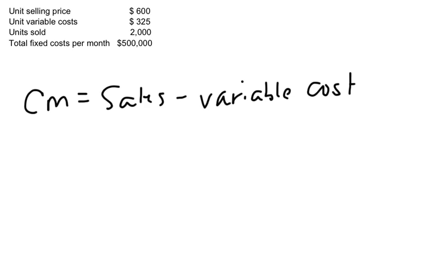figure. Okay. Now we've got some data. Let's look at it and go from there. We've got unit selling price of $600, unit variable cost of $325, 2,000 units were sold, and we have total fixed costs for the month of $500,000. So we can do a total and a per unit at the same time. I'll set up a little table here. We'll have a total column and a per unit column.